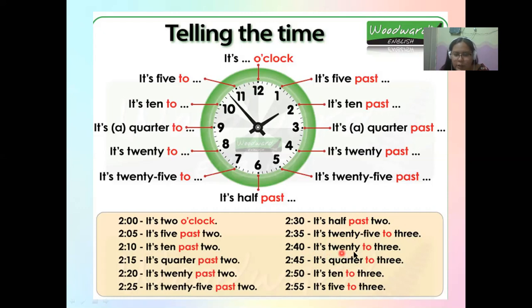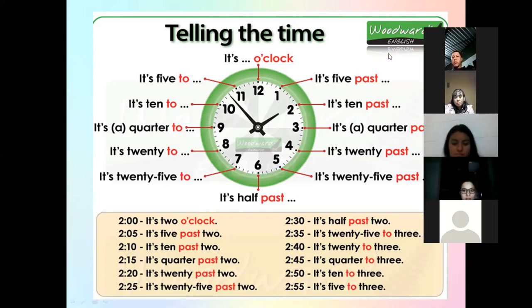The next one, it's 2:40. Esto es como decir, faltan 20 para las 3. Look at the other one. It's 2:45. Ahora estamos usando to. The next one. It's 2:50. Okay. So in the first part, we have past. On the next side, we have to. A quarter past two, a quarter to three.